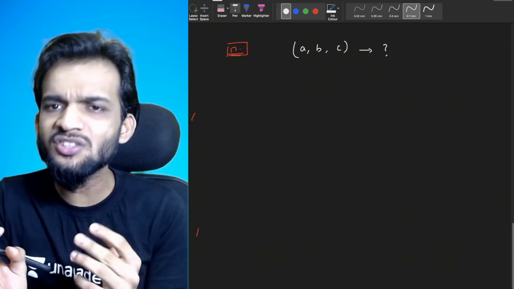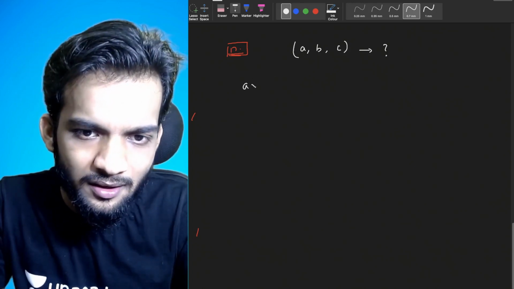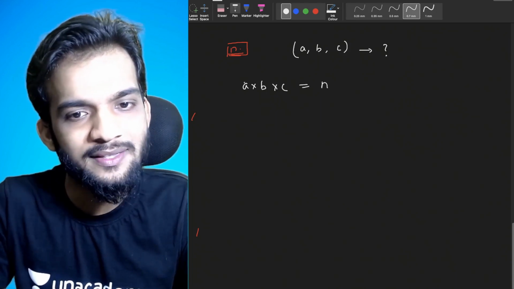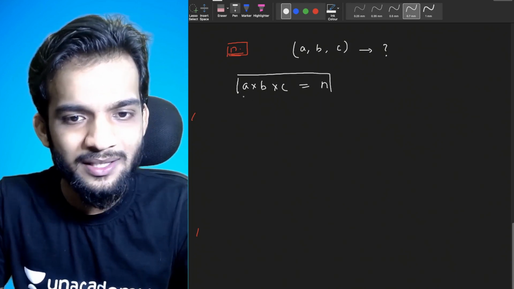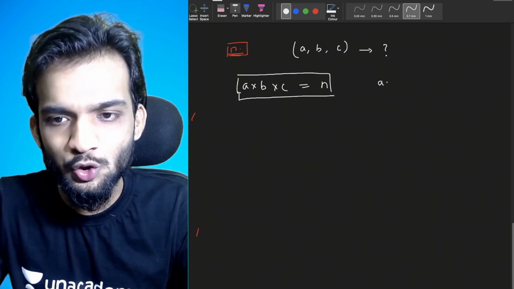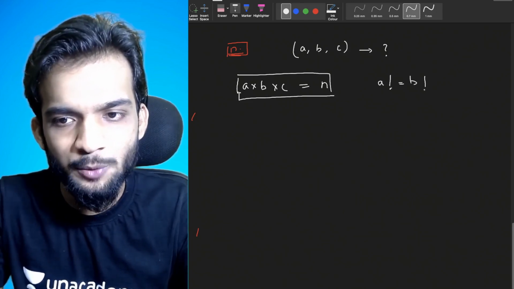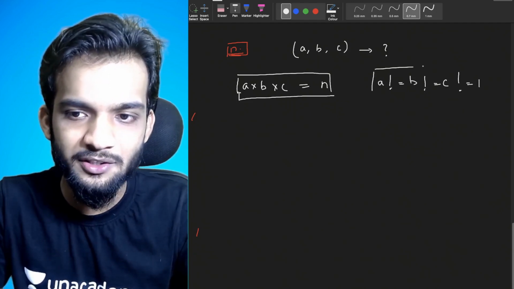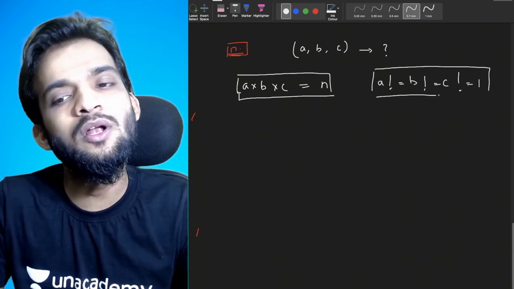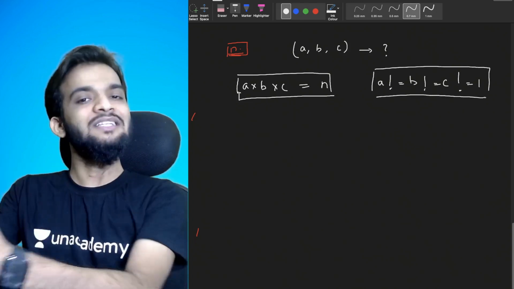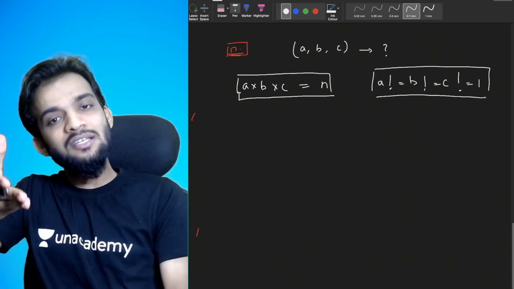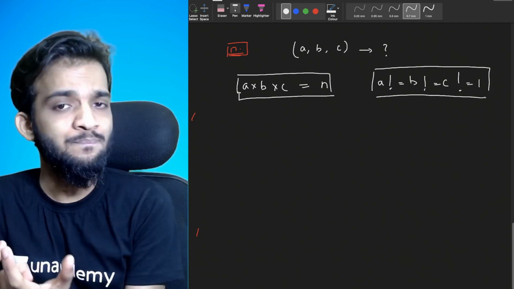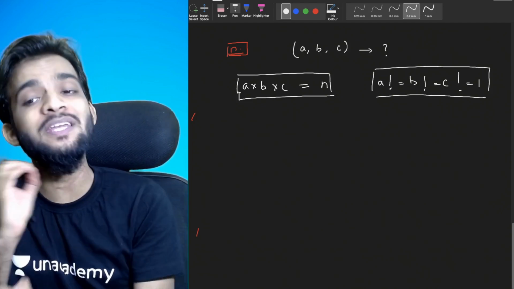You have to figure out three integers in such a way that a crossed b crossed c is equivalent to n. That's the condition. But there are some other conditions. a should not be equal to b, should not be equal to c, and none of them should be equal to 1. Basically all three of a, b as well as c should be distinct as well as they should not be equal to 1.